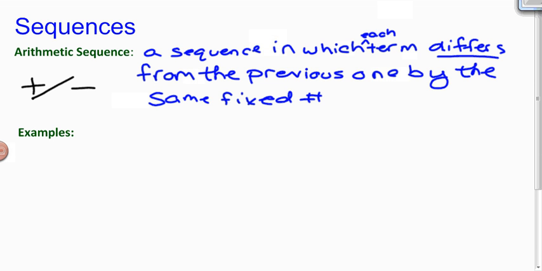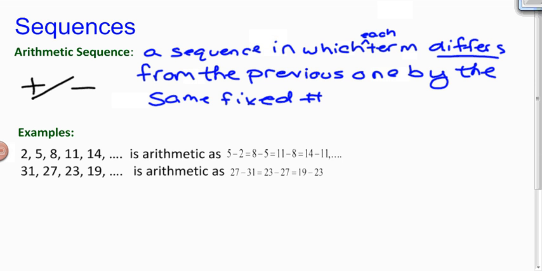So an example of this, or two examples of this, are the following sequences. So 2, 5, 8, 11, 14, etc. That's arithmetic, because when I take my second one and subtract my first, I get 3, which is the same thing as when I take my third and subtract my second, I also get 3. 11 minus 8, I get 3. And then 14 minus 11, I get 3. So there's that common difference between there, where that common difference therefore is 3.